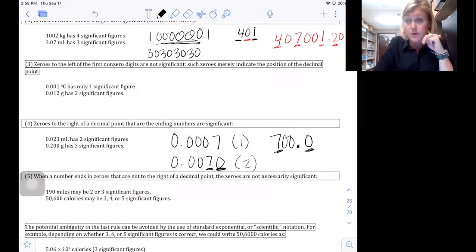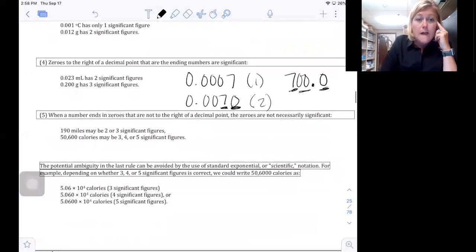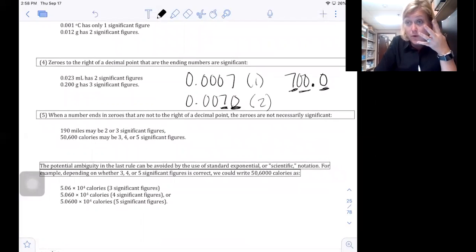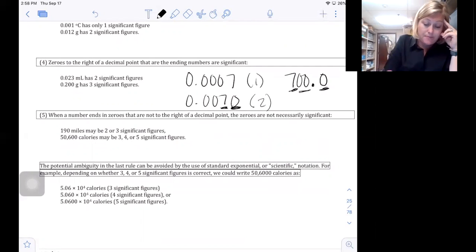Now, what about those other 2 zeros? These guys right here in the middle, are those significant? And the answer, you should have said yes, because those now are sandwiched. Okay? All right, now we've done 4 of the 5 rules. Rule 5 says when a number ends in a 0 that is not to the right of a decimal place, the zeros are not significant. Okay, so we talked about that.